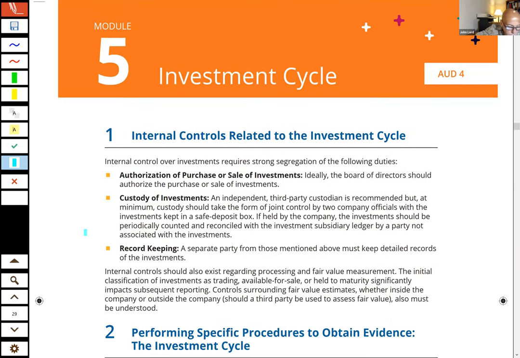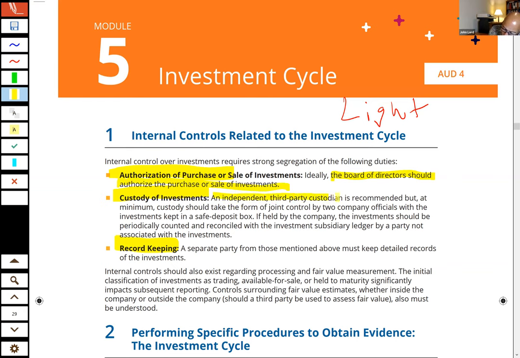Okay, good. Let's look at the investment cycle. Investment cycle, guys, is light. Okay, it's a light cycle. So let's just go ahead and take a look at a couple of things. We have, again, authorization, custody, record keeping. Authorization, high level: the board of directors should really be authorizing the purchase and sale of investments.